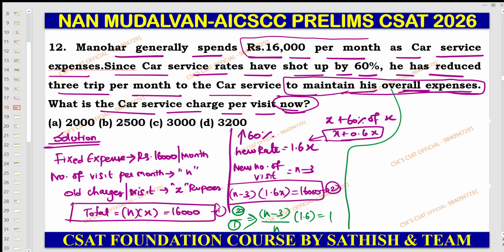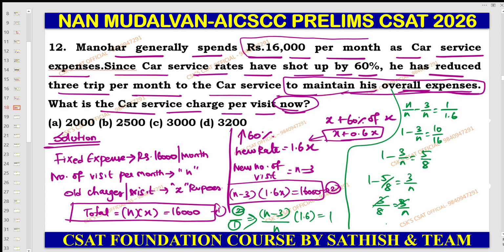Now what I am doing here is dividing the denominator, n by n minus 3, by n, and bringing that 1 by 6 here. So it becomes 1 minus 3 by n. I am multiplying 10 on the numerator and 10 on the denominator, then it becomes 10 by 16. 1 minus 3 by n is nothing but 5 by 8. Now rearrange: 1 minus 5 by 8 is equal to 3 by n. If you rearrange this, it becomes 3 by 8, which is equal to 3 by n. The 3 gets cancelled, n is equal to 8. Understood? You found the value of n, which means the actual visit is nothing but 8.